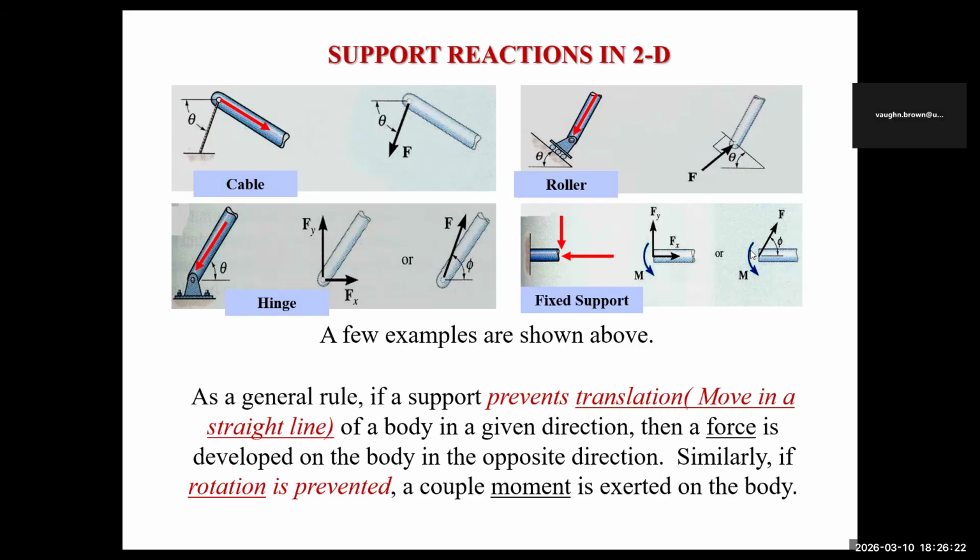And simpler, you see your resultant force. So that's what that is showing. So generally, it is said that to prevent translation, which is what? Moving in a straight line of a body in a given direction, then a force is developed on the body in the opposite direction so as to prevent a translation. And similarly, if the rotation is to be prevented, you must have a coupling moment exerted on the body. So what prevents a rotation? A coupling moment. What prevents a body from sliding? It is restrained, right, by a force in the opposite direction.